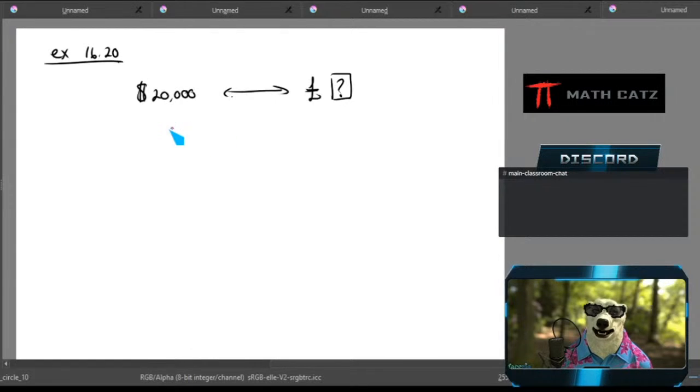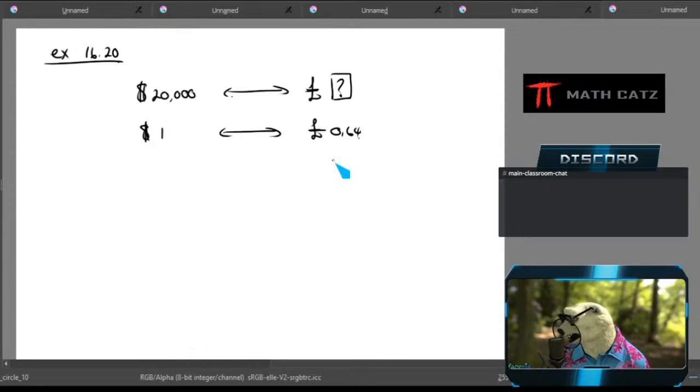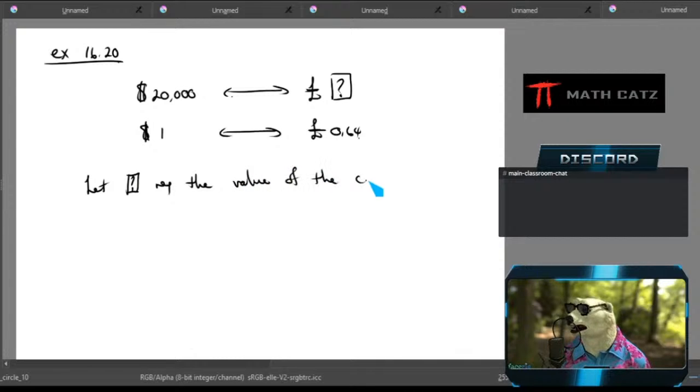So that's not my reference pair. I need a reference pair somewhere. Well, it says $1, I get 0.64 pounds. That's my reference pair. It doesn't matter if it's second. I just need both. I still have my symbol, my question mark in a box variable, and that's going to represent the value of the car in pounds. Then everything is still totally fine.